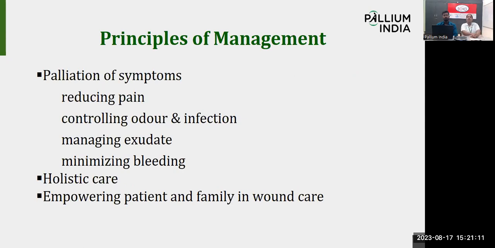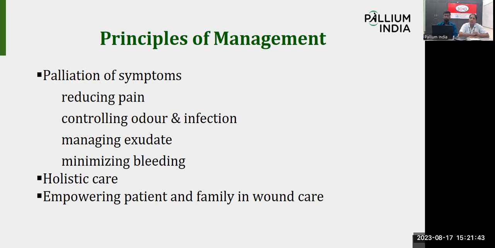Then we have to consider some principles of management, right? When we are managing a fungating wound, we have to follow particular principles. What is it? That is palliation of symptoms. Palliation of symptoms means we are dealing with improving the quality of life of the patient, right? So when we are improving the quality of life, we have to consider certain things. What all things? The pain is there, as we discussed in the physical symptoms, so we have to reduce the pain.